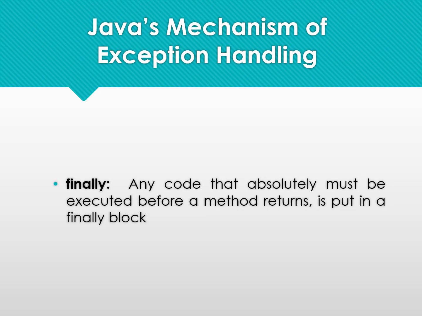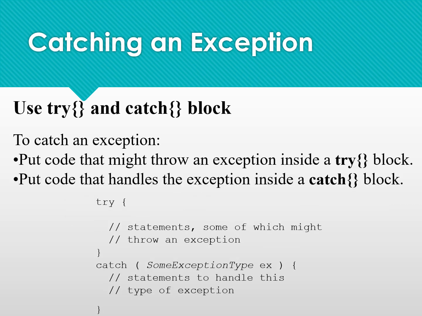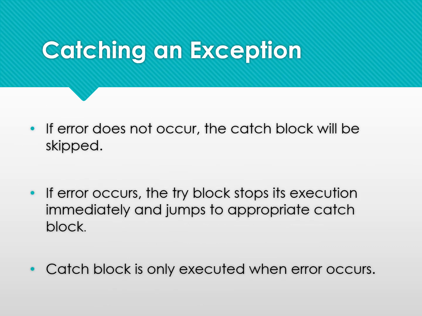Finally is actually a block of code where, whatever happened, whether there is an exception or not, this part of code will be executed. How does it look like? So this is the try block, and then it is a catch block. You can have more than one catch. If there are more than one, you can arrange them from top to bottom.